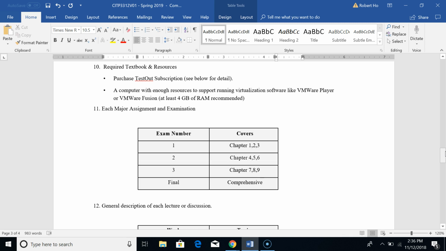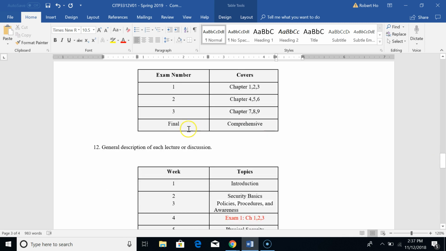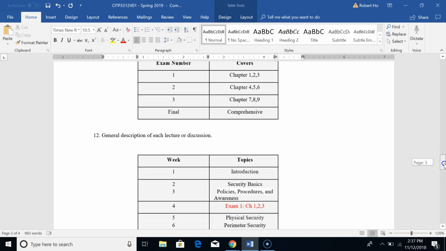Okay, each major assignment and examination. We will have 3 exams, 1 final. We have discussion and assignment. Okay, I will put additional here, assignment and the discussion, because in order to have an exam, you also will have a discussion and an assignment. I will revise this after I finish doing a recording for you.